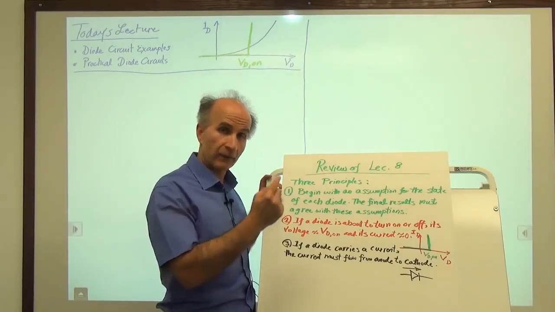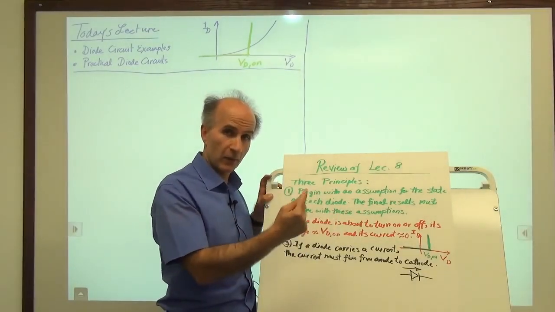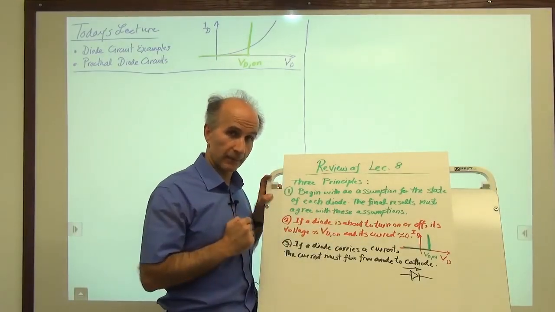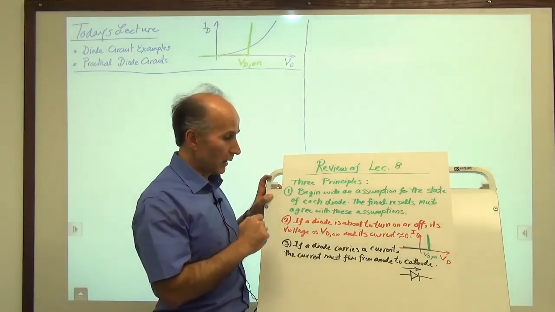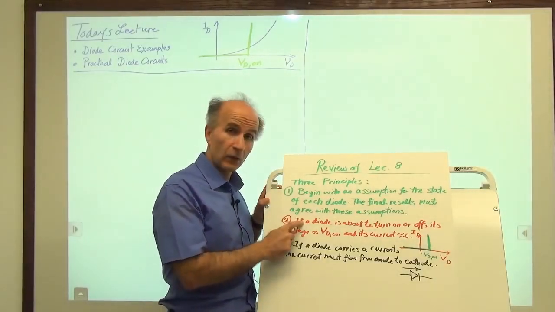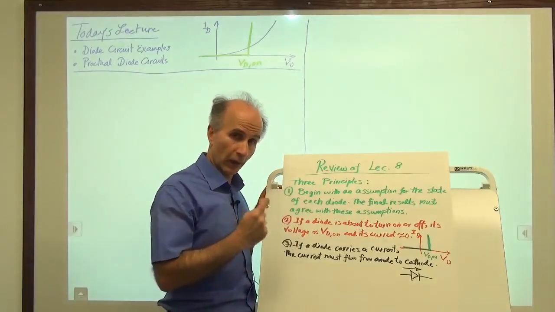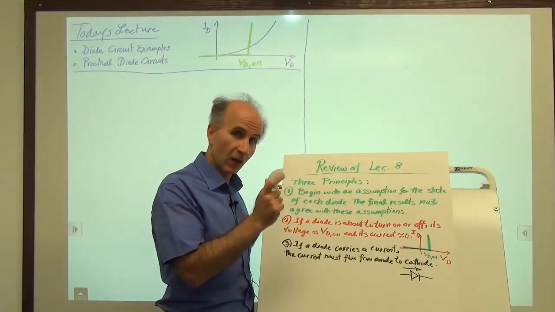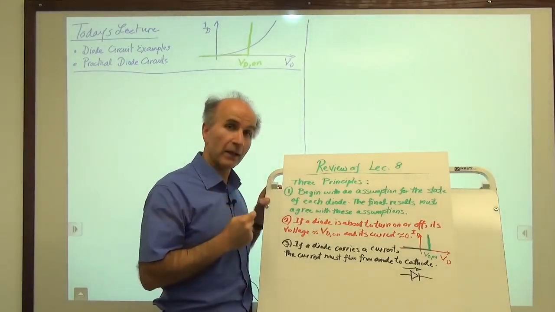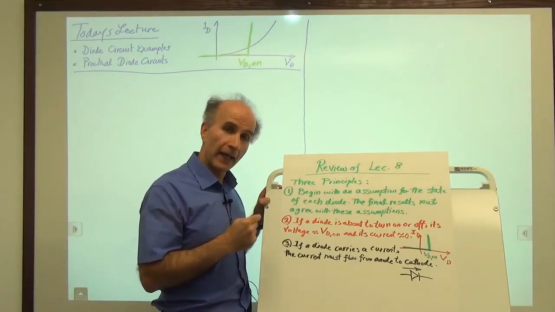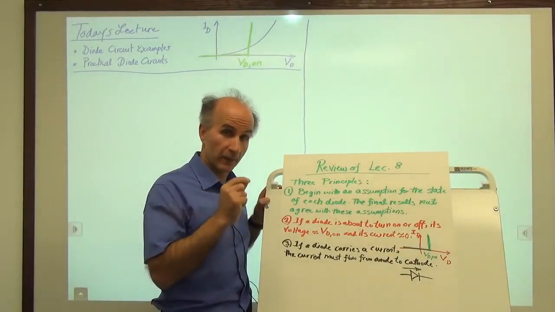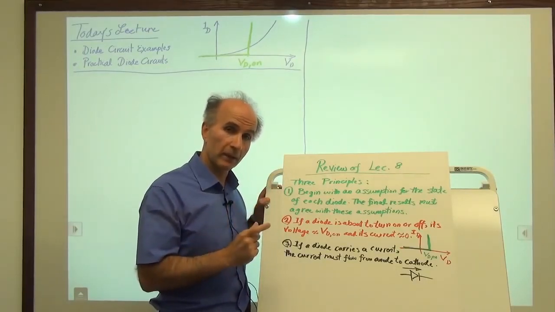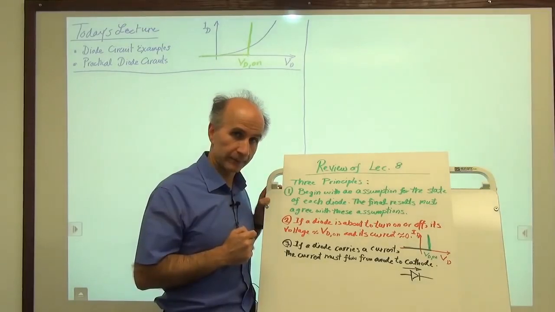What should happen is that the final results that we obtain in terms of voltages and currents must agree with the assumptions that we made at the beginning. Now, in addition, what we noticed was that if a diode is about to turn on or off, it must have a voltage equal to VD,on across it, assuming a constant voltage model, and its current must be small because it is just about to turn on or off. That's a very important point to keep in mind when we are analyzing diode circuits.